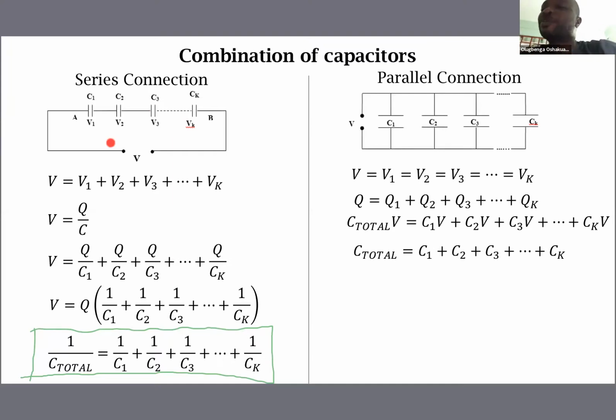While in parallel, the total charge stored is the summation of the charge stored by each of the capacitors. In series, the total capacitance is taken as 1 over C total equals 1 over C1 plus 1 over C2 and on and on. While in parallel, the total capacitance is the direct addition of the capacitances of the capacitors.